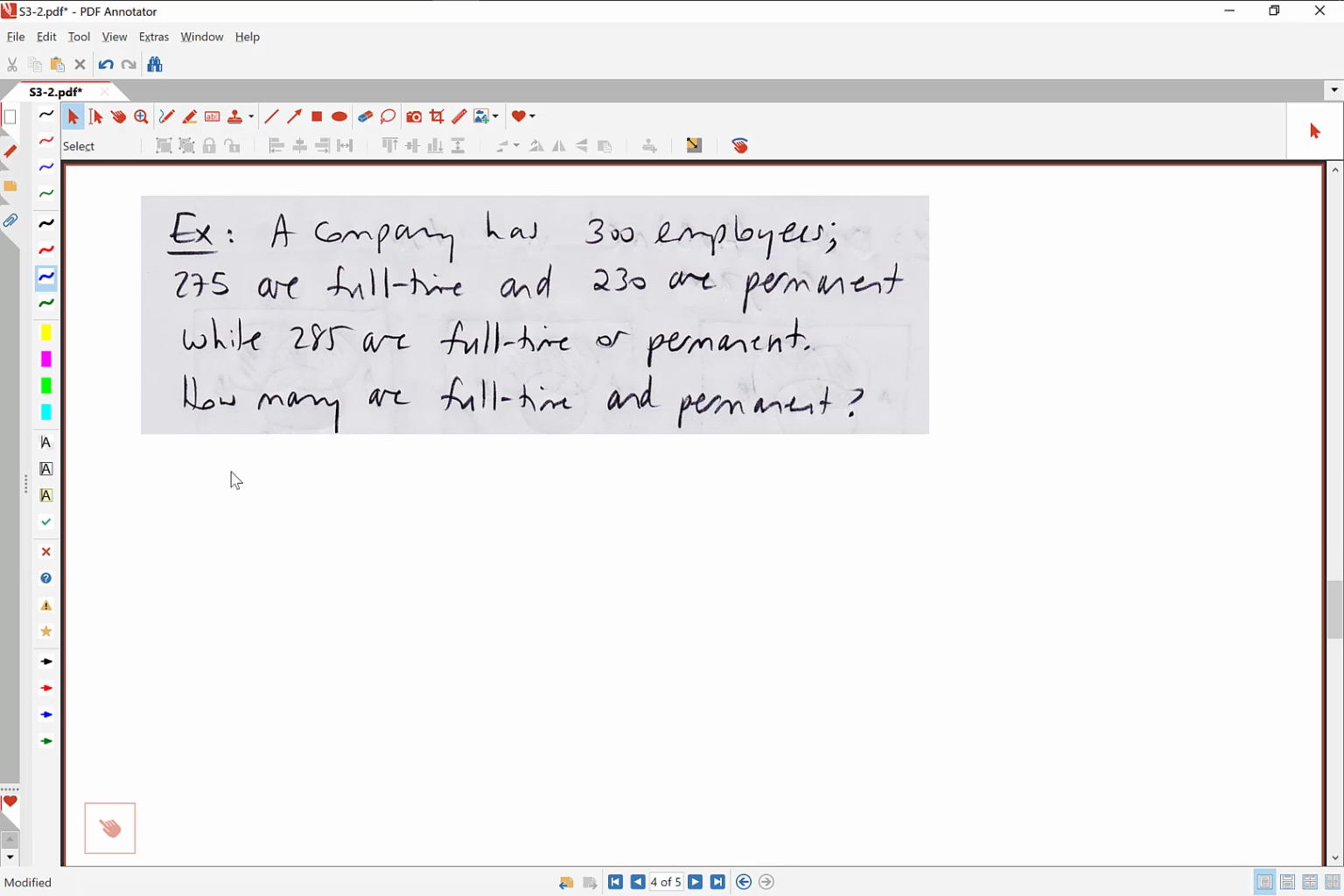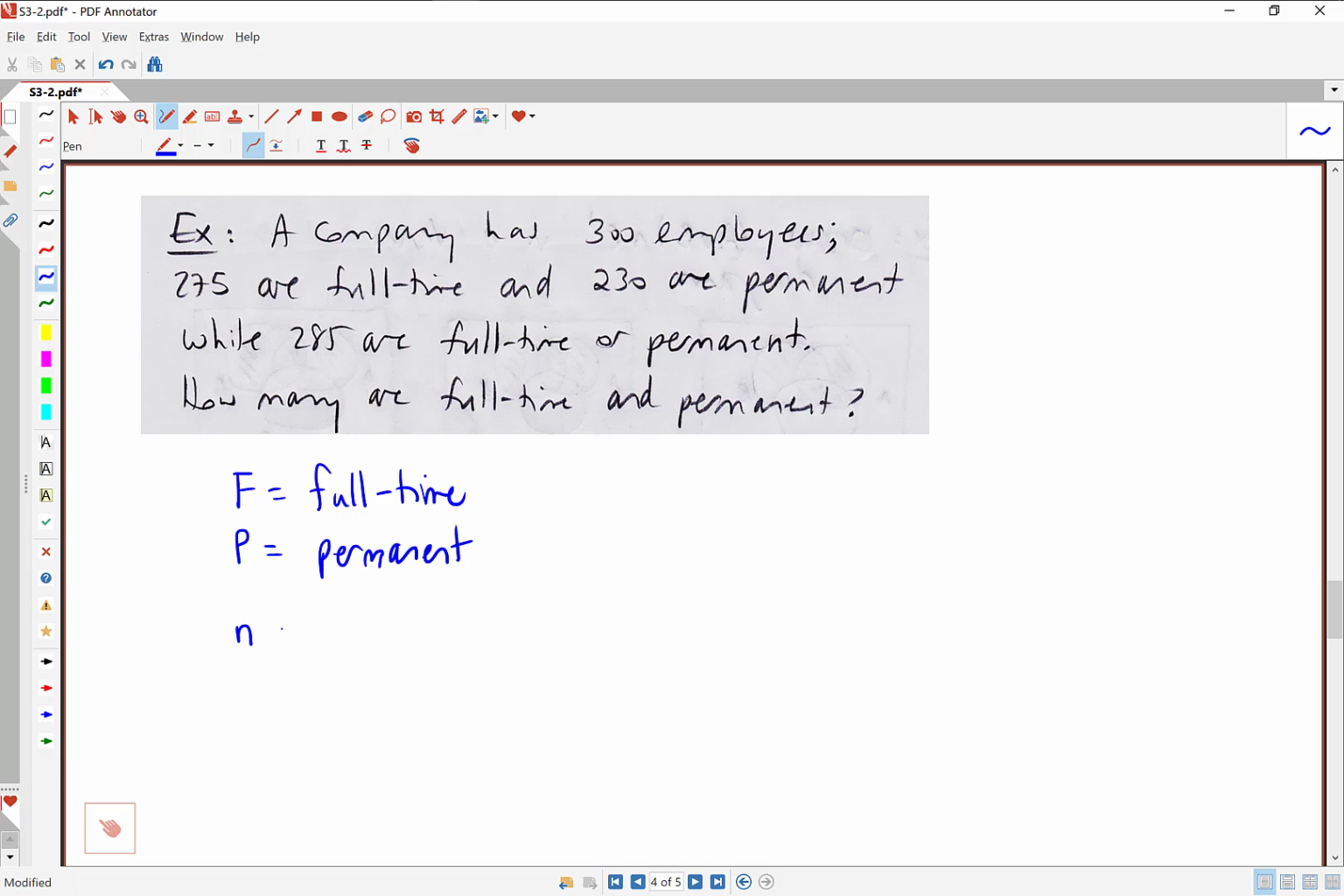So here we have more of a real-world problem where we're going to apply the inclusion-exclusion principle. A company has 300 employees, 275 are full-time, and 230 are permanent, while 285 are full-time or permanent. How many are full-time and permanent? First thing I might suggest here is that we come up with a shorthand notation. Let's write capital F for full-time, and capital P for permanent. So we could apply the inclusion-exclusion principle.